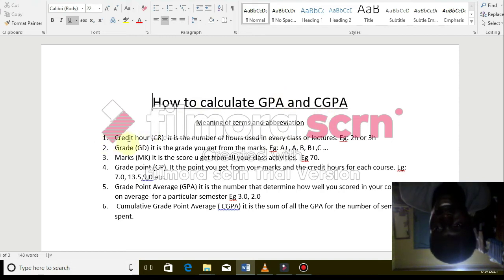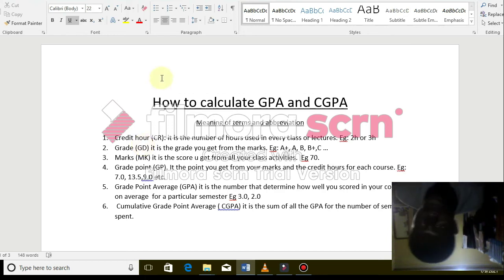The first one is credit hours. The credit hours, the number of hours used in every class or lecture. So you can have a lecture, then you take maybe 2 hours, 3 hours, 4 hours during that lecture every time. So that is what we mean by the credit hours, the time you spend at every lecture hall.